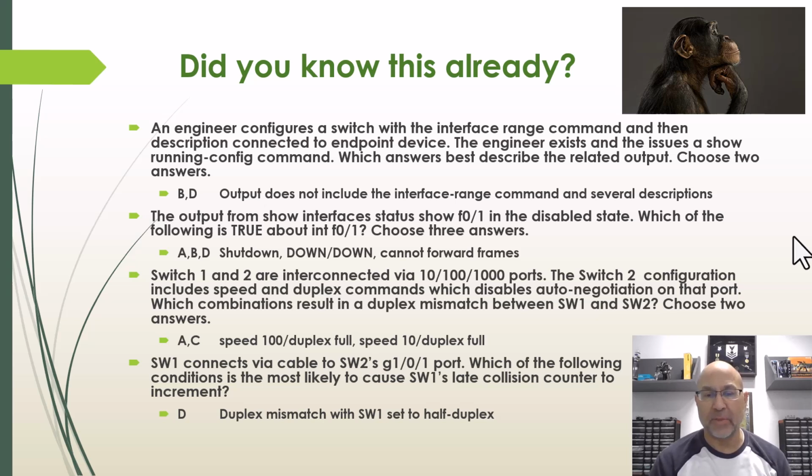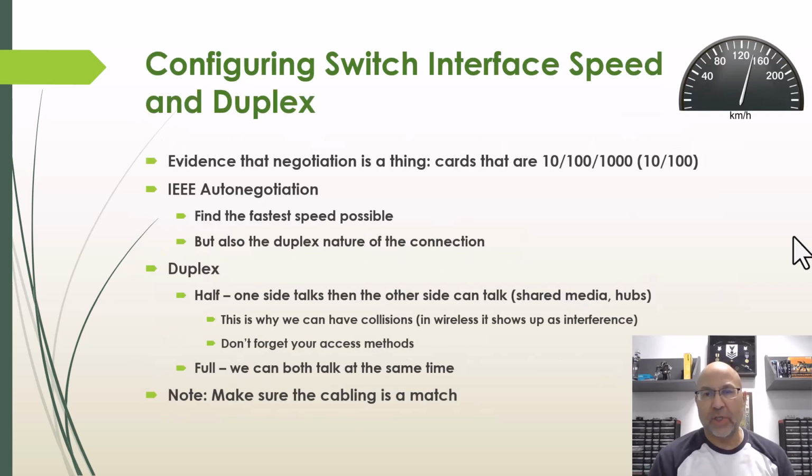So it's the duplex mismatch with switch 1 set to half duplex. If you didn't understand what in the world I was talking about, we're going to cover all these things over the course of the video. So, configuring switch interface speed and duplex.